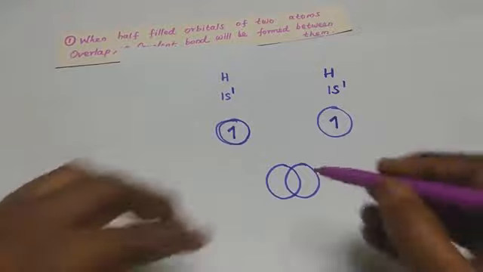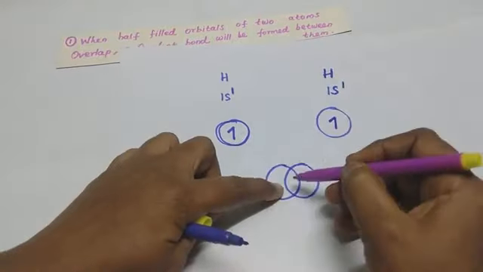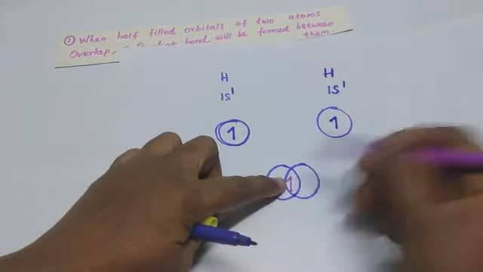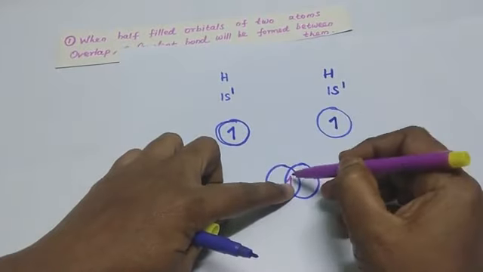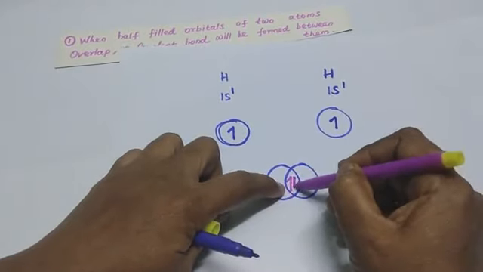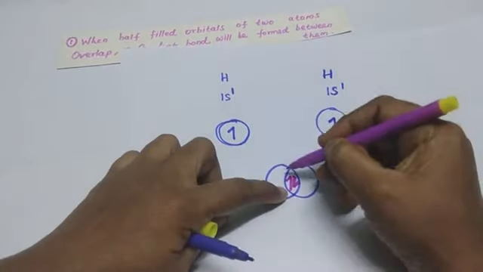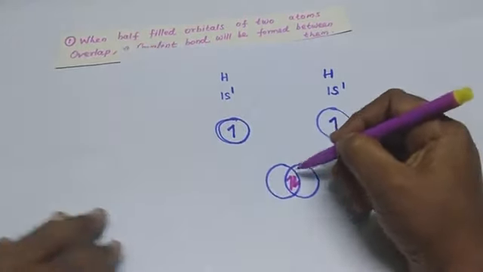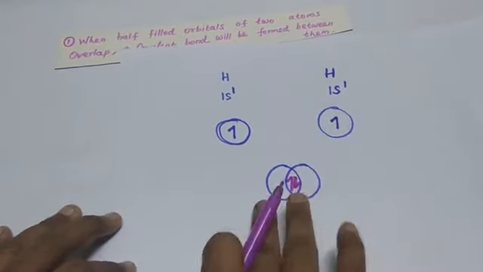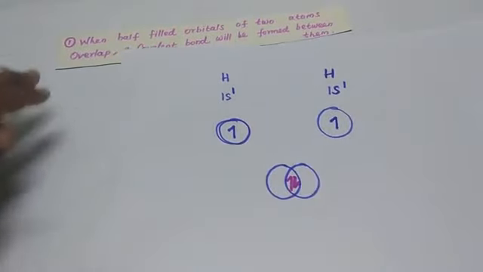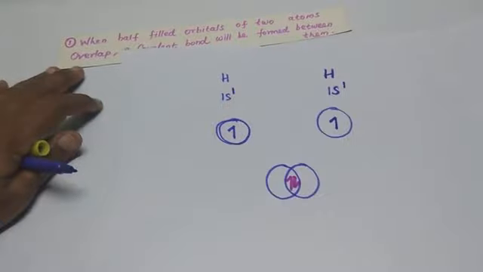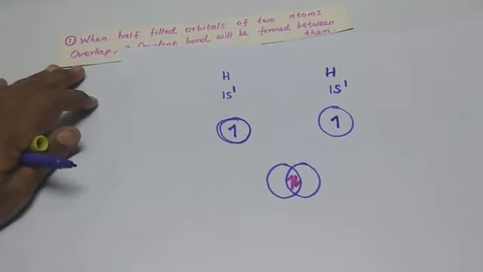So what will happen? This hydrogen 1s orbital will give 1 electron, and this hydrogen 1s orbital will give 1 electron. The two will share those electrons, and what bond will be formed? A covalent bond, that is a sigma bond, will be formed due to this overlap. That's all. That is the first feature of valence bond theory.